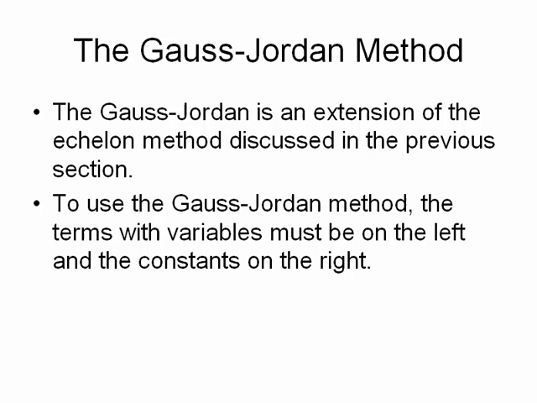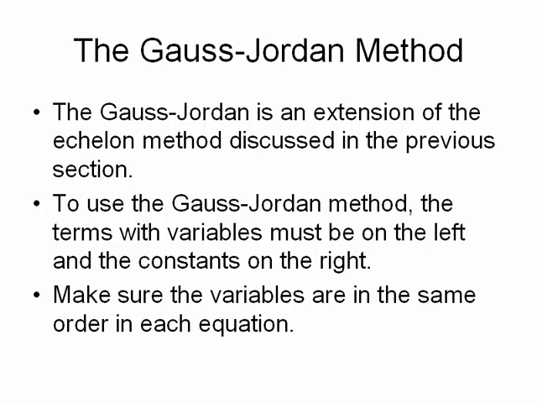To use this method, the terms with the variables must be on the left side and the constants on the right-hand side. So if you start with a system that has the x's and the y's and the z's on both sides of the equal sign, you have to isolate them on one side and then put the constants on the other.